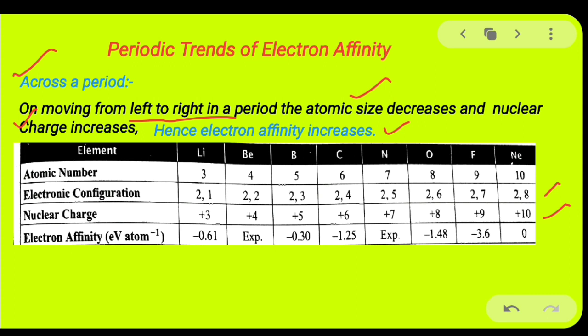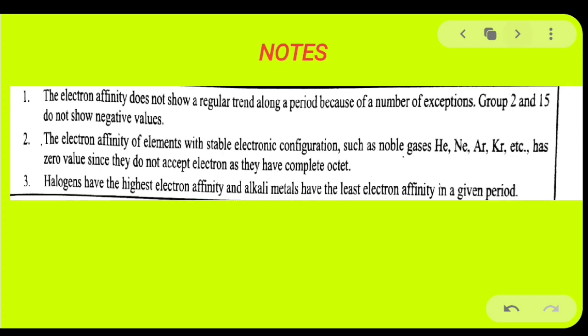You can see there are two exceptions, that is beryllium and nitrogen. So group 2 and group 15 do not show the negative value, and they show the exception. The electron affinity does not show a regular trend along a period because of a number of exceptions. The exceptions are group 2 and group 15 because they do not show the negative value.